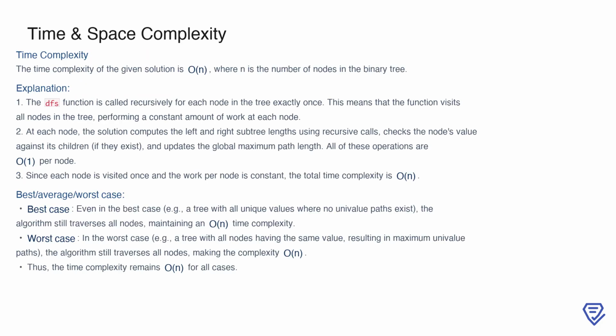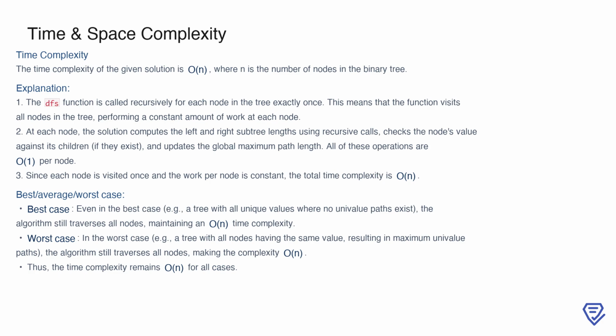The time complexity of our solution is O(n), where n represents the number of nodes in the binary tree. This efficiency comes from the way the DFS function is designed. It visits each node exactly once, performing a constant amount of work at each step. For every node, the algorithm calculates the longest Univalue path by recursively determining the lengths for the left and right subtrees, comparing the node's value with its children, and updating the global maximum path length. All of these operations take O(1) time per node.